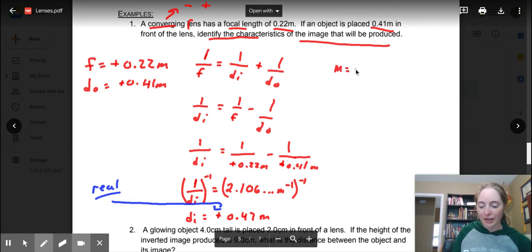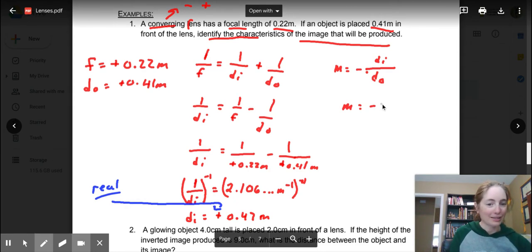So my magnification equation is, I've got 2 different pieces. I've got the height of the objects and the distance of the objects and images. Well, I don't have the heights, so I'm going to use the distances because that's what I've got. So magnification is equal to negative DI over DO. So the negative distance of the image over the distance of the object. So guess what? I have both of those values. So I am just going to plunk my numbers in there.